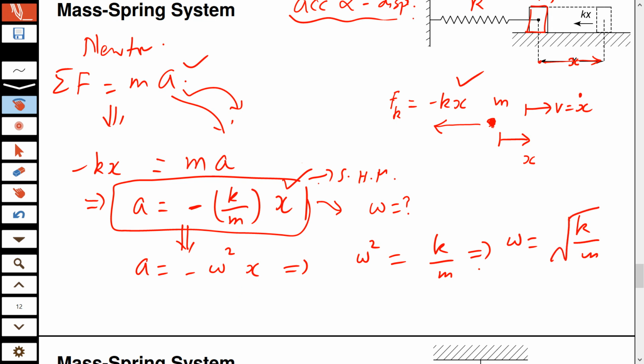ठीक है? And if you want an expression for the time period, वो भी आपको पता है, वो क्या है? 2 pi over omega, and that means 2 pi, if you bring this into the denominator, it will be m over k square rooted, ठीक है?